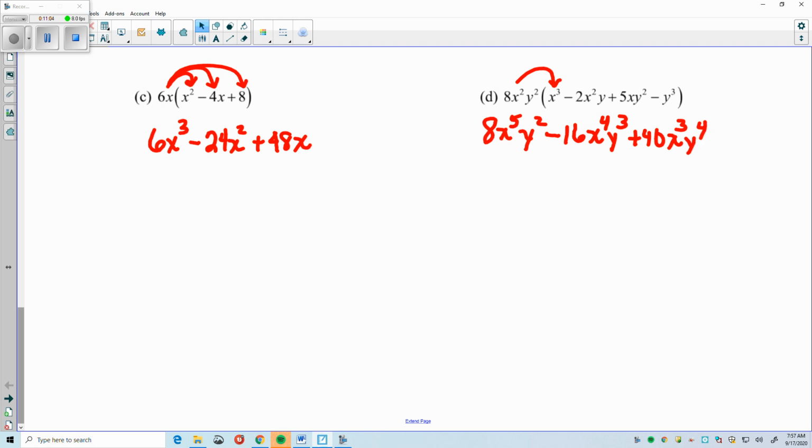And your last term. 8 times a negative, there's a 1 there, so that's a negative 8. X squared, keep in mind, there's really no x's, I can treat it like a 1, that's an x squared. Now I have y squared times y cubed, that's going to get you y to the 5th. Okay. Go to our next page.